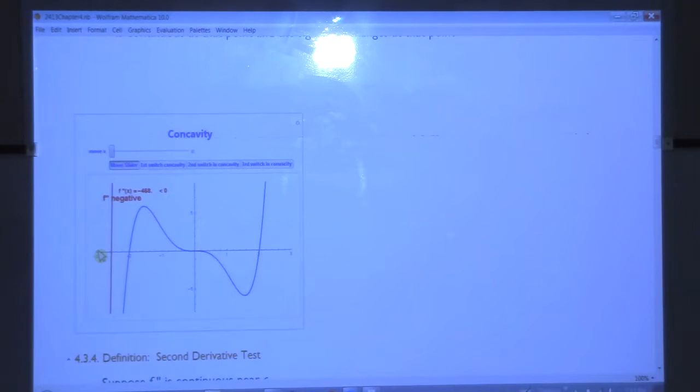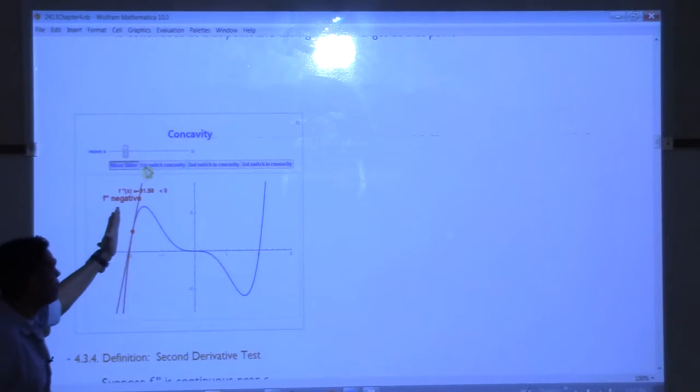So let me show you a picture first. Take a look at this, and I'm going to start moving this around. Now, the slope of the tangent line here, the first derivative right now is what? Positive or negative? First derivative is positive. We are increasing, right? But the second derivative right here is negative, and I'm not explaining why yet.